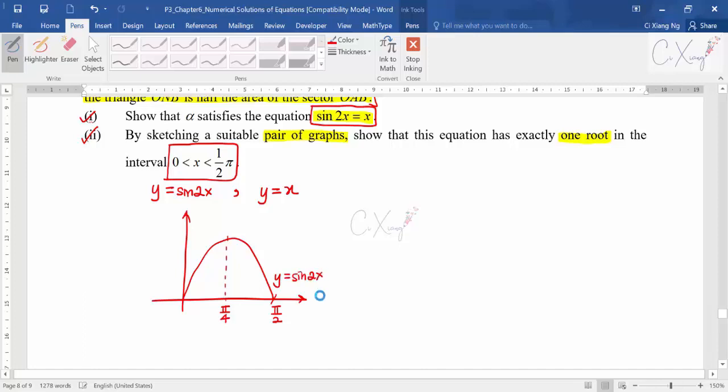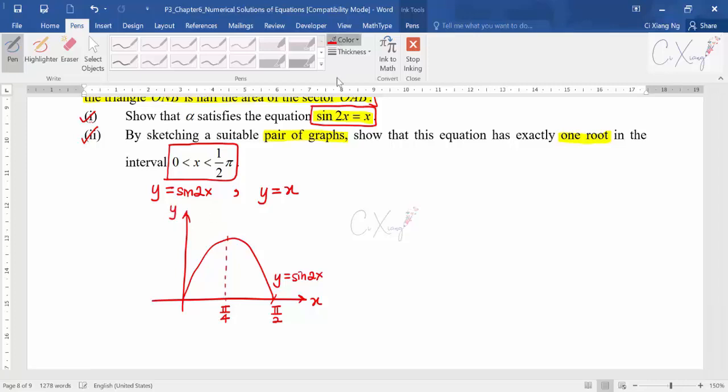If you already forget how to sketch sine 2x, spend some time, go back to the chapter 3 trigo chapter, and do some simple revision on sketching the sine 2x graph. Or maybe go back to AS chapter 5. We learned all these basic techniques before, just that we seldom apply them. So you just need to take some time to recall.